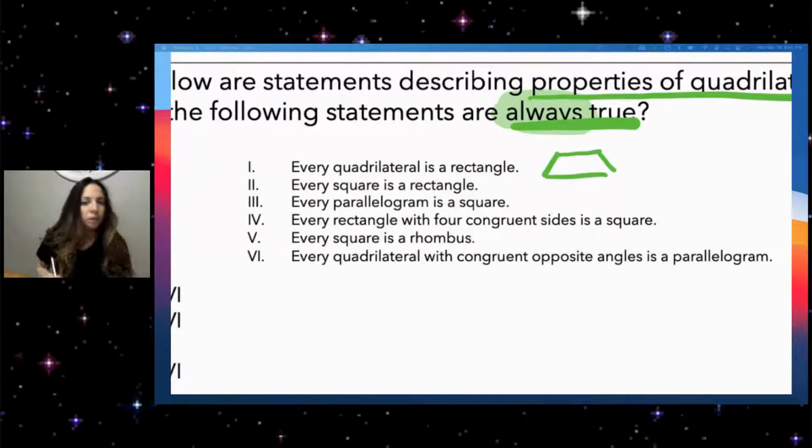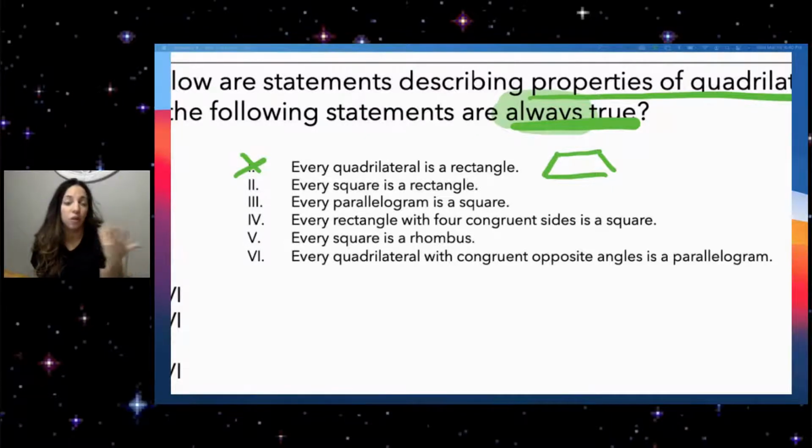Is that a rectangle? No, that's a trapezoid, and a trapezoid is definitely not a rectangle. So this is not always true. Is it sometimes true? Are some quadrilaterals rectangles? Yeah, absolutely. That would be a sometimes true statement, but it's not always true, and that's what we're looking for.